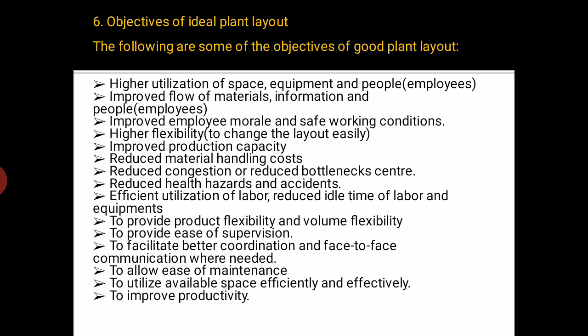Next important point is improved flow of materials, information and people, right? We can make the flow of materials easy, the information can be transferred easily, the people or employees can work very conveniently. That is point number 2. Number 3, improved employee morale and safe working conditions, because if the employees are placed in a congested place or are not given enough space, then the morale may reduce, or maybe the safety does not work, or they are not safe enough to work in those conditions.